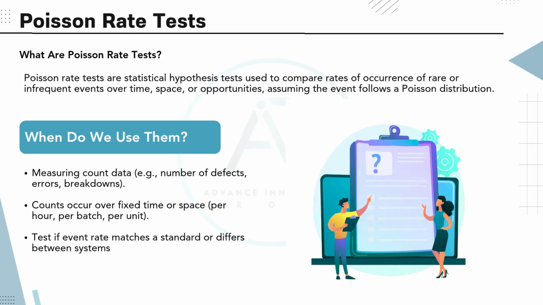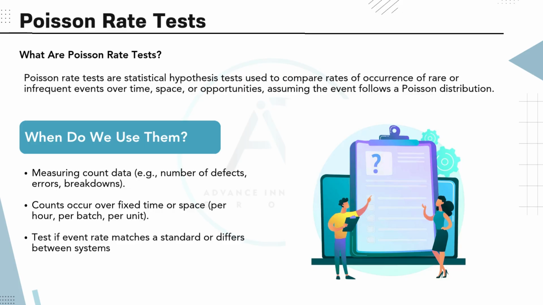Let's explore what Poisson rate tests actually are and when we should use them. Poisson rate tests are a type of statistical hypothesis test used specifically for count data. These tests are ideal when you're dealing with rare or infrequent events that happen over time, space, or other measurable opportunities. For example, number of defects per hour, number of errors per day, number of machine breakdowns per shift. The idea here is to determine if the rate at which these events are happening is normal, or if it's significantly different from a known standard or between two different systems.